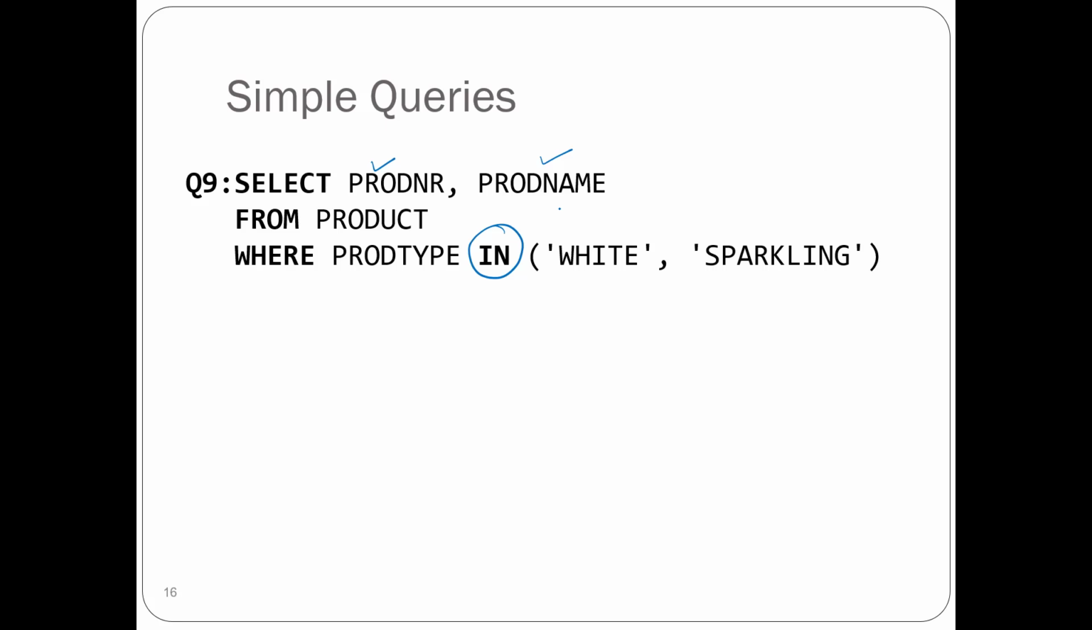But we want this only on a condition, and the condition is always specified after the where clause. So we'll say select prod NR, prod name from product where prod type in. Now this is going to be interesting, and I will explain why. In order to explain it, I will rewrite this query in simple words.